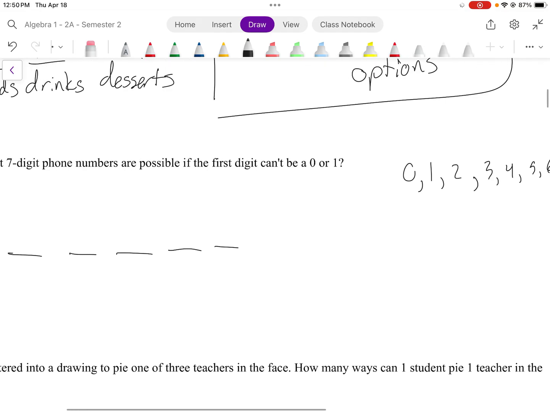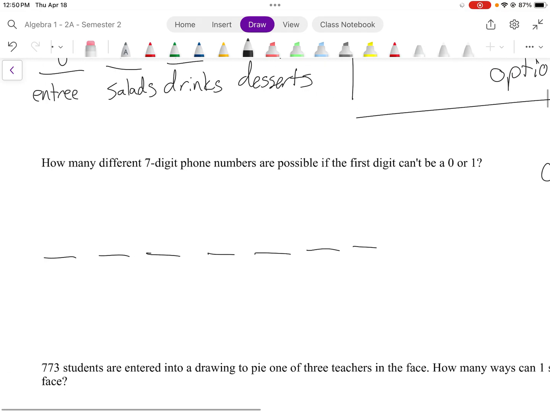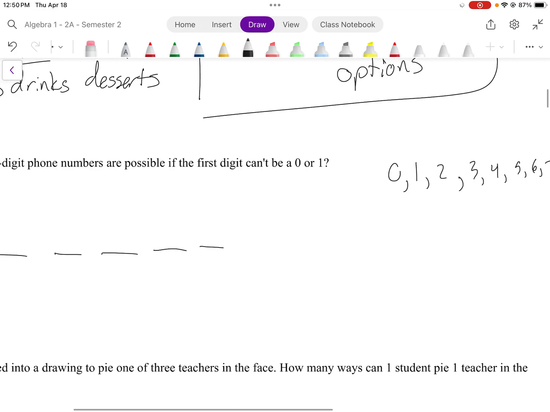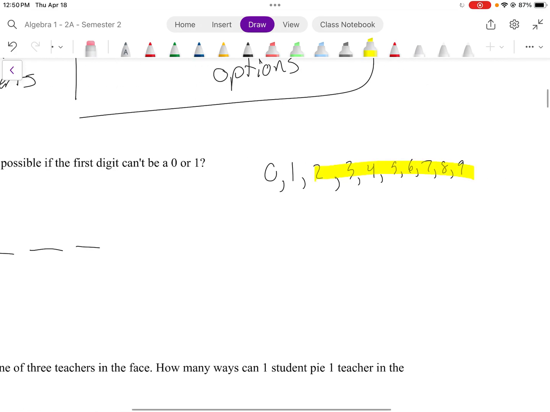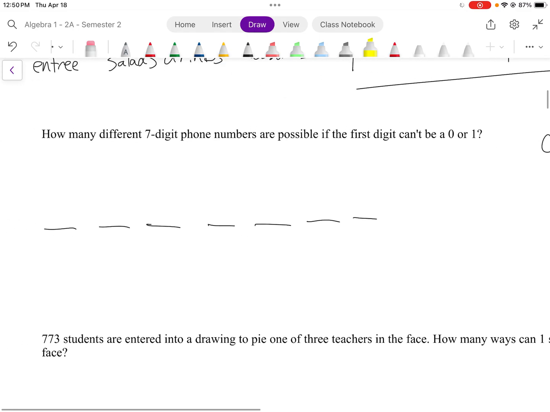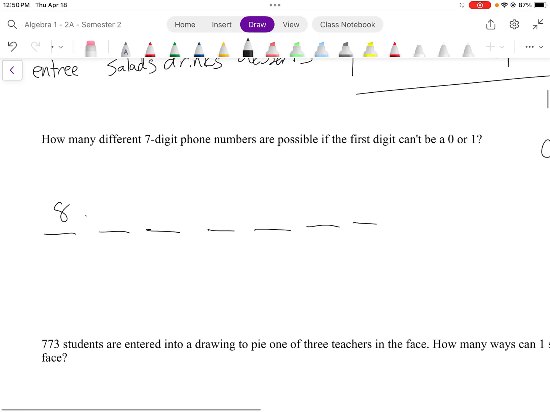So there are actually a total of 10 digits, but it says the first digit cannot be a 1 or a 0. So if I look at the rest of these digits, those are 8 options. So my first blank gets to be an 8, and everyone after that gets to be a 10. That means I'm going to have 8 million different phone numbers.